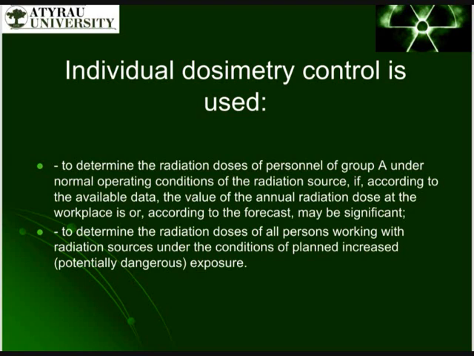Individual dosimetry control is used to determine the radiation doses of personnel of group A under normal operating conditions of the radiation source, if according to the available data, the value of the annual radiation dose at the workplace is, or according to the forecast, may be significant, that is, exceeds the limit. It is also used to determine the radiation doses of all persons working with radiation sources under the conditions of planned increased or potentially dangerous exposure.